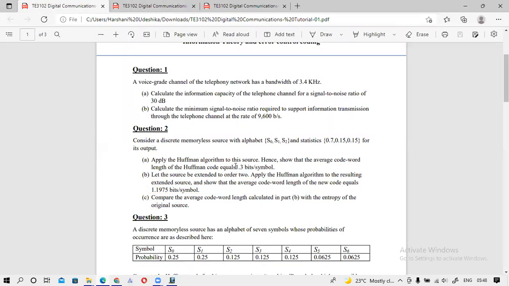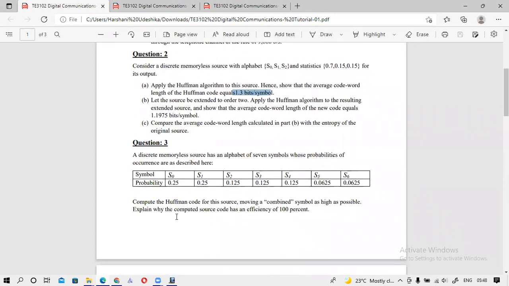We have to show this one, and this one is okay. Now we want to extend the source code to order 2. I think here also it is the same thing. Someone asked to explain question 3.